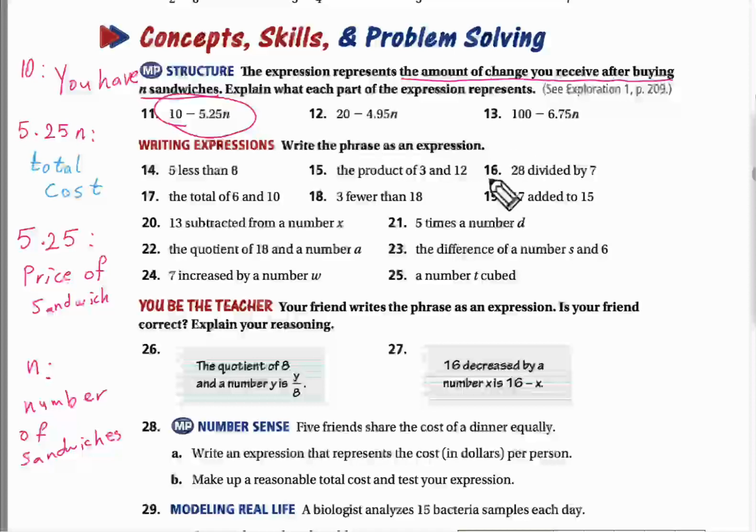You can do the same with question number 12 and 13. So we don't need to solve these questions. Now you know how to do it, exactly as we did in question 11. You should explain what each part in the expression represents. Any problems? Okay, now let's move to the next question.